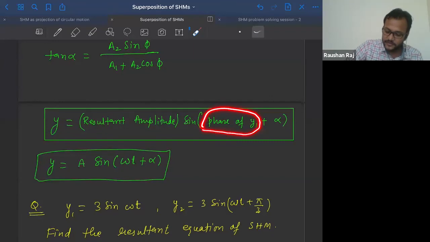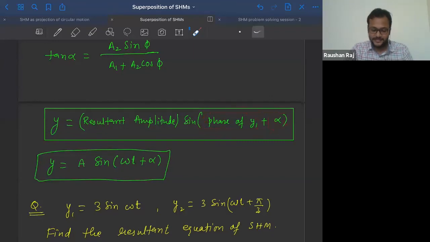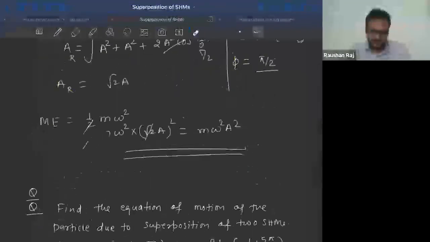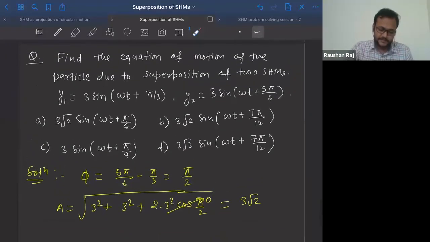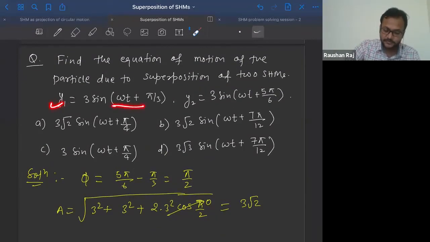Phase of y1 plus alpha. What is phase of y1 here? This is y1, na? This is the smaller phase. What is phase of y1? Omega t plus pi by 3. Don't say only omega t. Yes, correct, Hari Prakash. You got it.